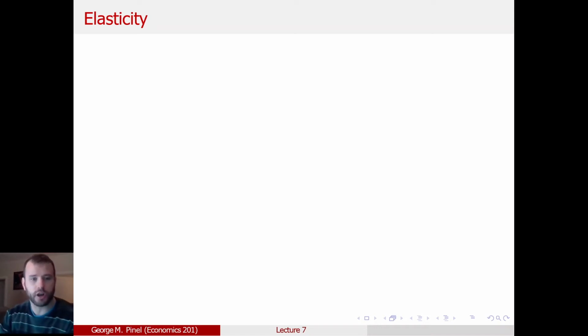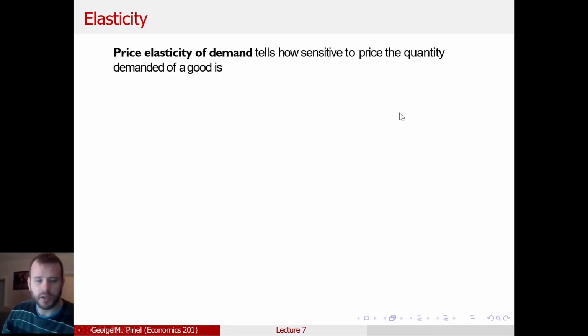Okay, so let's start our review of elasticity, which we covered last week. First, let's cover price elasticity of demand, because this is kind of the big one. It's so preeminent among the other elasticities that typically when people talk about elasticity, this is what they're referring to, and they will just call it elasticity because it's assumed to be the most common one.